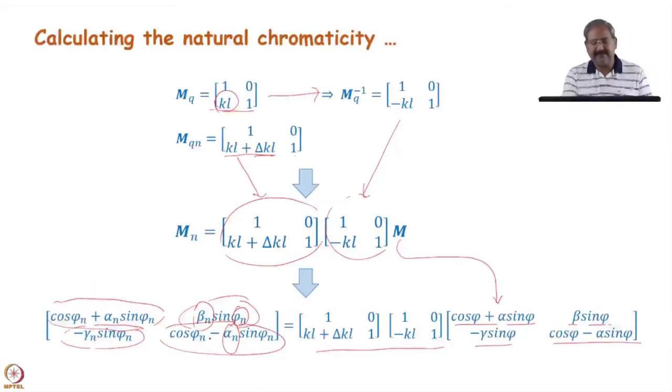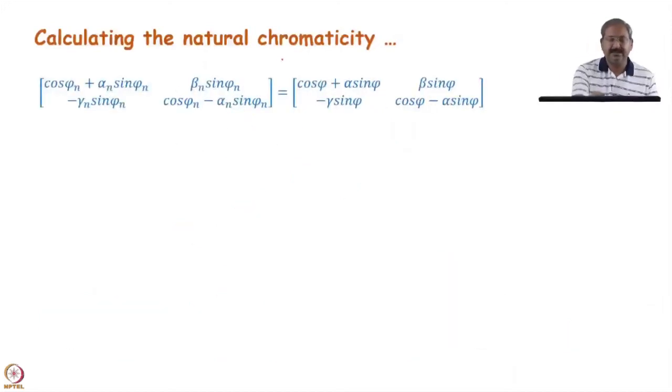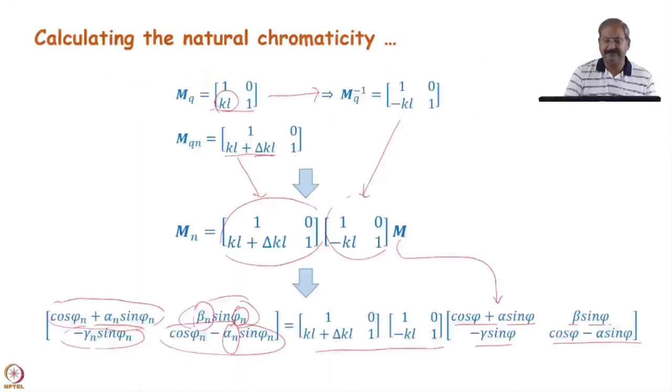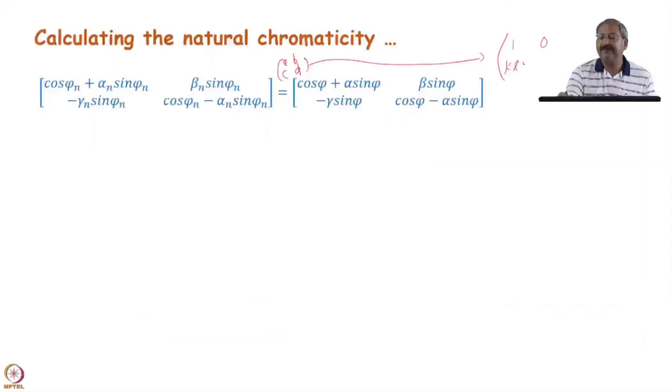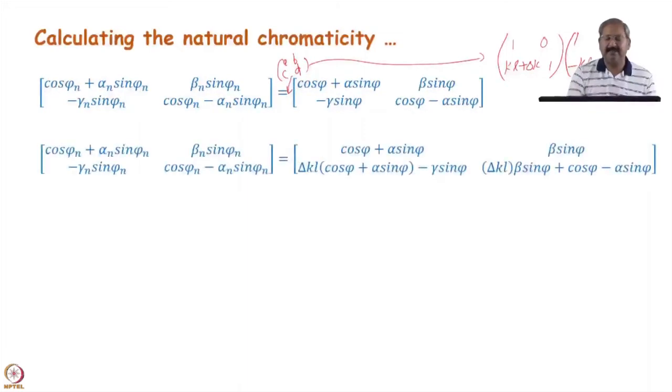So if we compare the elements of LHS and RHS, we can get the change in tune due to delta K, or change in strength. There should be a matrix, this is written wrongly. There will be A, B, C, D, which is the multiplication of 1 0, minus KL plus delta KL, 1 and 1 0, minus KL, 1. So this produces a matrix ABCD, and this will be here. And after multiplying all these things together, we will get this matrix.